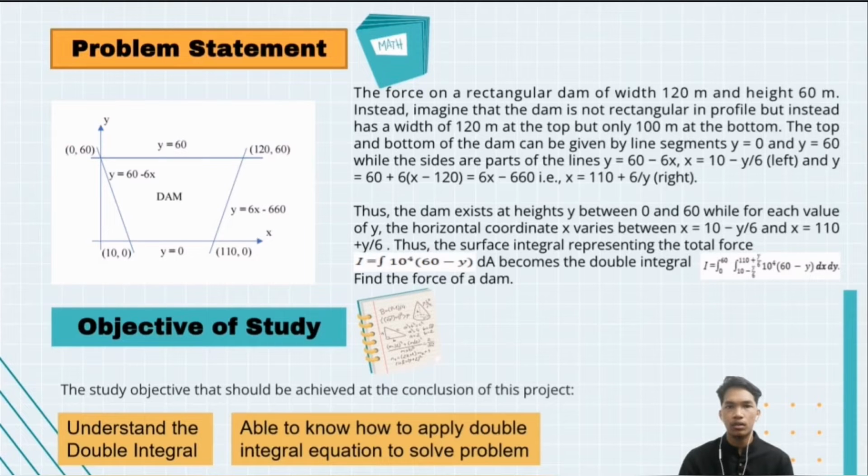Thus, the dam exists at height y between 0 and 60, while for each value of y, the horizontal coordinate x varies between x equal to 10 minus y over 6 and x equal to 110 plus y over 6. Thus, the surface integral representing the total force, I equal to the integral of 10 to the power of 4 multiplied by (60 minus y) dA, becomes the double integral as shown. So, the question is to find the force on the dam.